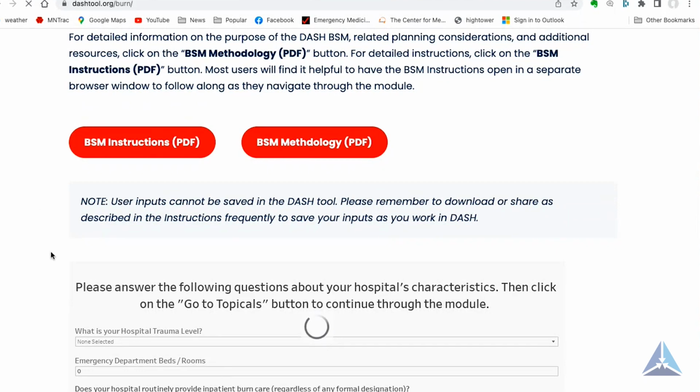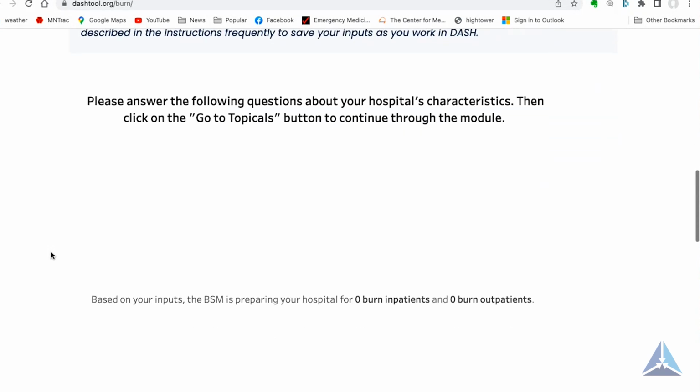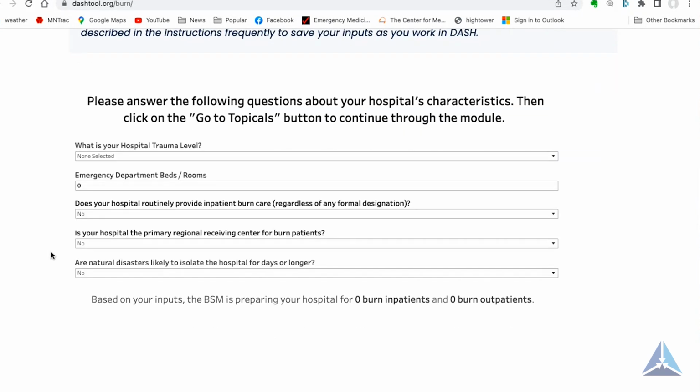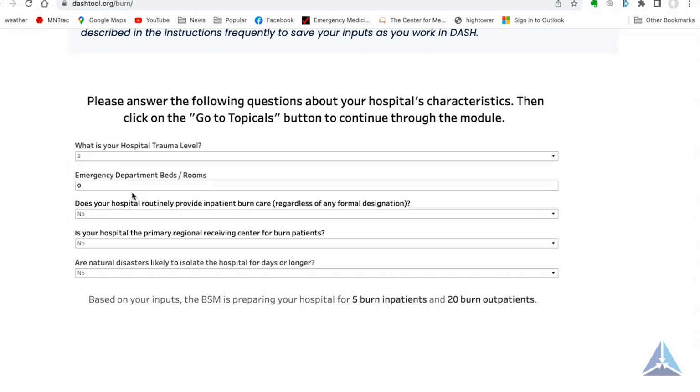But we offer a variety here, in consultation with our American Burn Association partners, that allows you to do a variety of different things in providing that initial burn care and hopefully covers most of the waterfront. So let's say that we're a level 3 trauma center, more of a community center with 30 emergency department beds, so pretty good sized. We don't provide inpatient burn care. We're not the receiving center for burn patients, and we're not likely to be isolated.